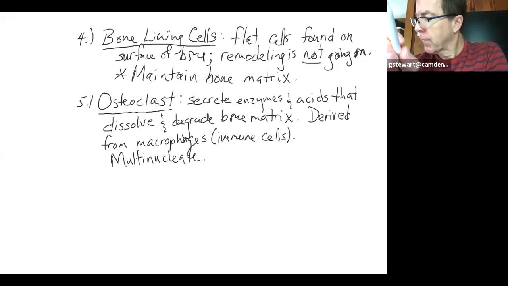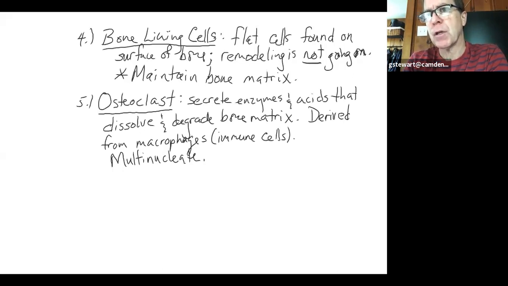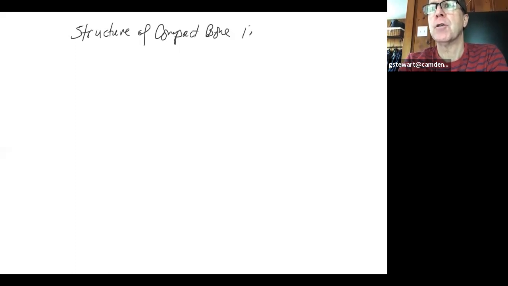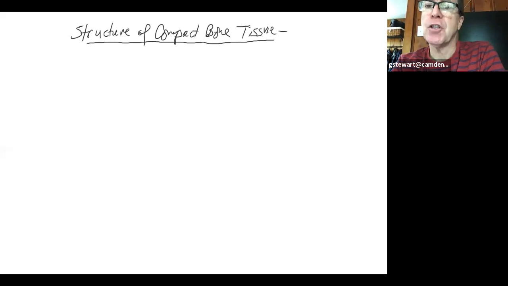So I'm going to describe to you compact bone tissue and how it's arranged. I'm going to call up a new board and just write structure of compact bone tissue. What that means is if we were to take a slice of that hard, dense bone that is found in the shaft of a long bone and look at it under a microscope, that's what we're doing here.